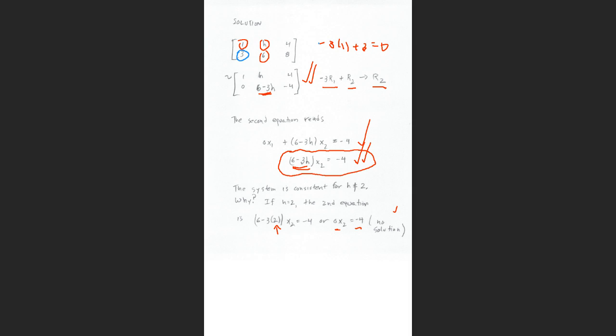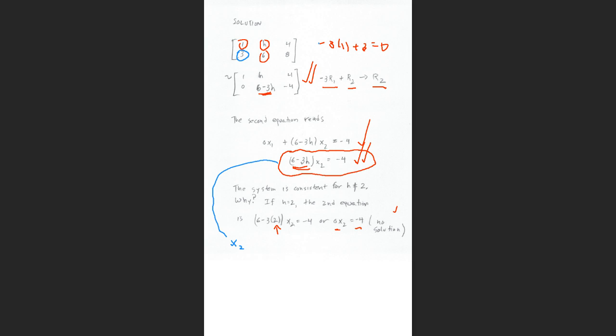For any other value of h, you're going to get a non-zero number as a coefficient of x2, and you'll therefore have a consistent system. If you think about it, you can think of it like this. It might be helpful to think of it this way.